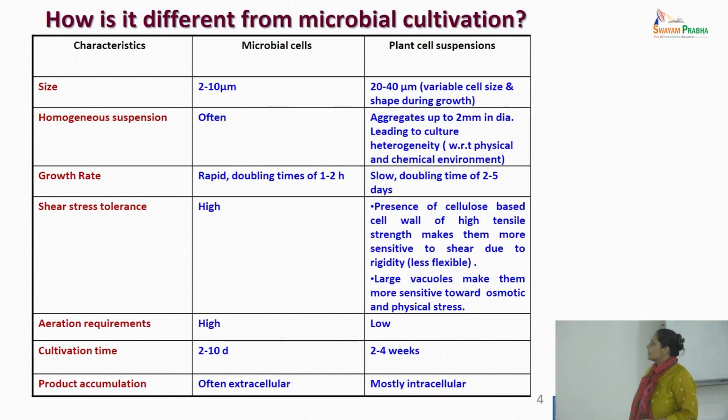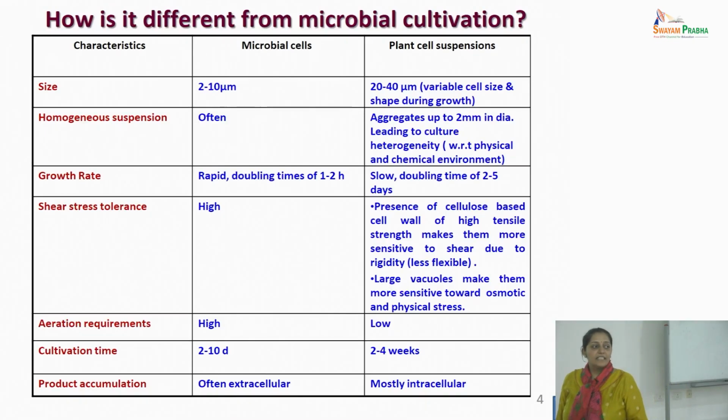Shear stress tolerance. Now, the same thing which I mentioned, because of the rigidity, the high tensile strength, they may be less shear tolerant. And also because if the cells are more matured, they will have an extended vacuole. This also makes them sensitive towards any change in the medium in terms of their osmolarity, the osmotic stress. There is a good chance that if a damage happens, the cell would lyse.